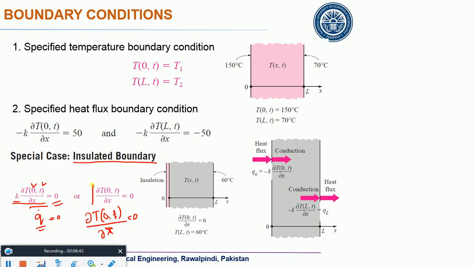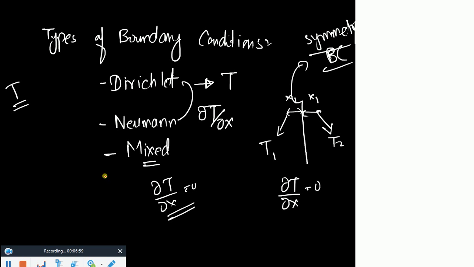So remember this thing, that if you are having an insulated surface, you need to describe it mathematically like this. So this is a Neumann condition. Partial T by partial x across that surface would be 0. Understood? Okay.